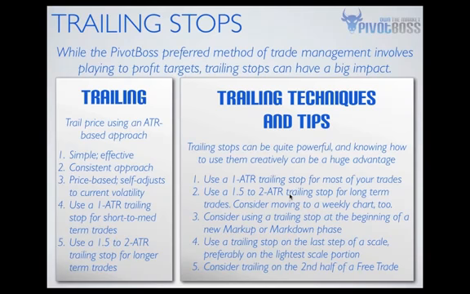Number 4, use a trailing stop on the last step of a scale. So if you're doing a 2 or 3 or 4 part scale, consider using the trailing stop as the last part of the scale, and preferably the lightest portion of the scale. So you've already scaled out of the majority of your position. Let the rest ride with a trailing profit stop on the last step of the scale.